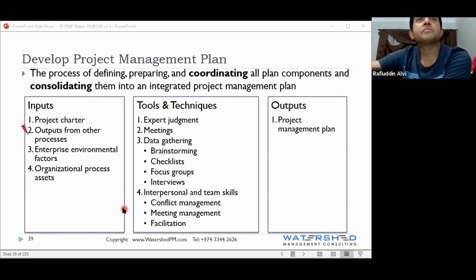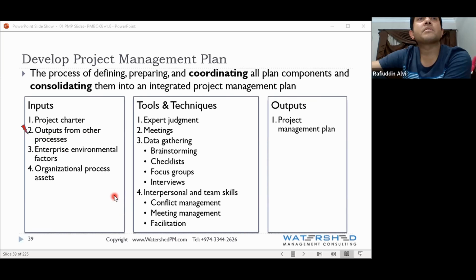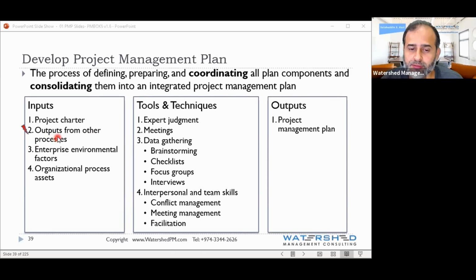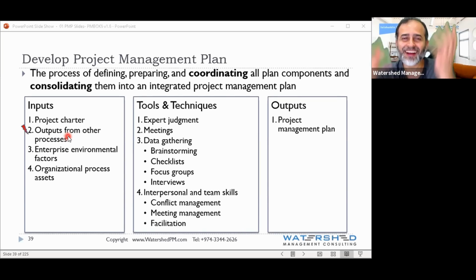In the inputs. Which input? It should be output from other process. Give me another example of output from other process. Give me another example. Scope, cost, quality, schedule. Now you made the connection. Clear? So answer the question.